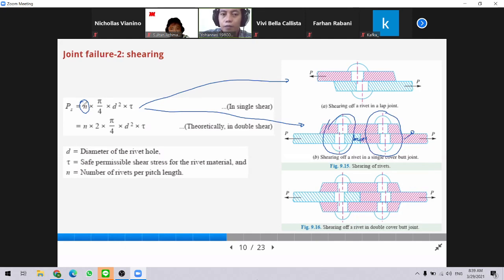And if we use a double cover butt joint, just as shown in the last figure, then we have 2 rivets and also 2 shear areas for each rivet. So that's why we put another constant here. We have 2, which comes from these 2 areas as a consequence of using a double cover butt joint.